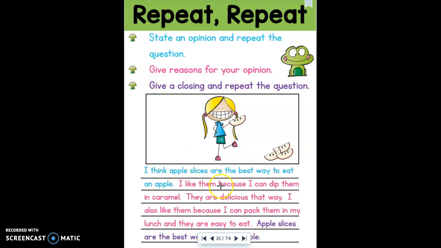You see, because is used here and here in their writing. I like them because I can dip them in caramel. I also like them because I can pack them in my lunch. You just need to give me one because sentence. Okay? And then you finish up with your opinion. Okay, that's your closing.